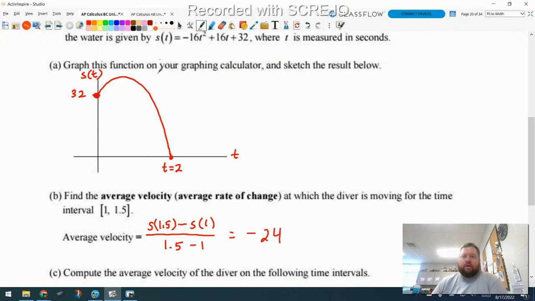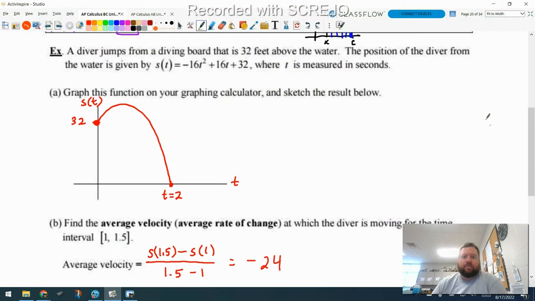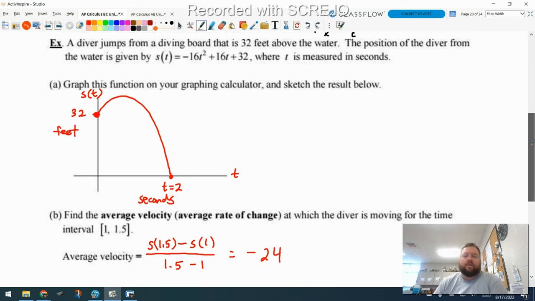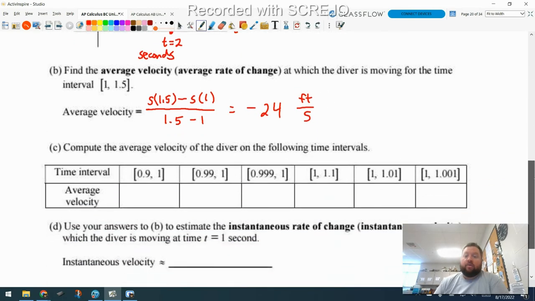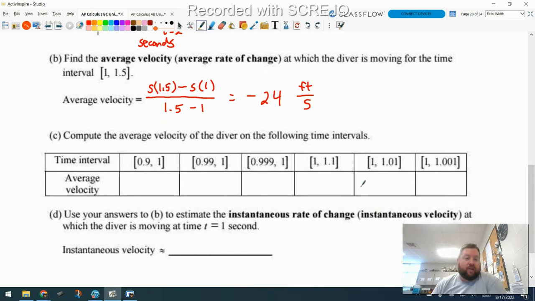All right, since we are doing a real-world problem here, let's do some units. So t was in seconds, we can label that here, and s of t, feet. So this was S on top, that's feet, and this was T on bottom, that's seconds. So the average velocity is negative 24 feet per second. All right, now it wants us to compute all of these average velocities.